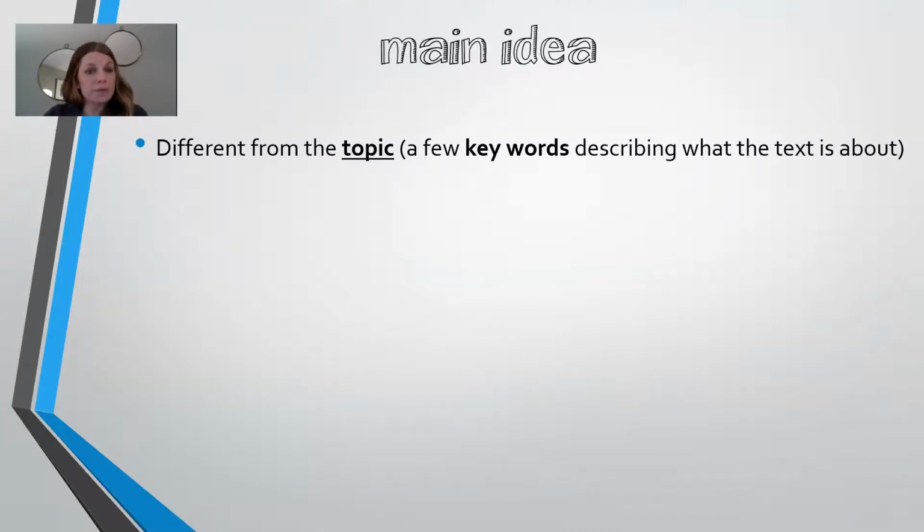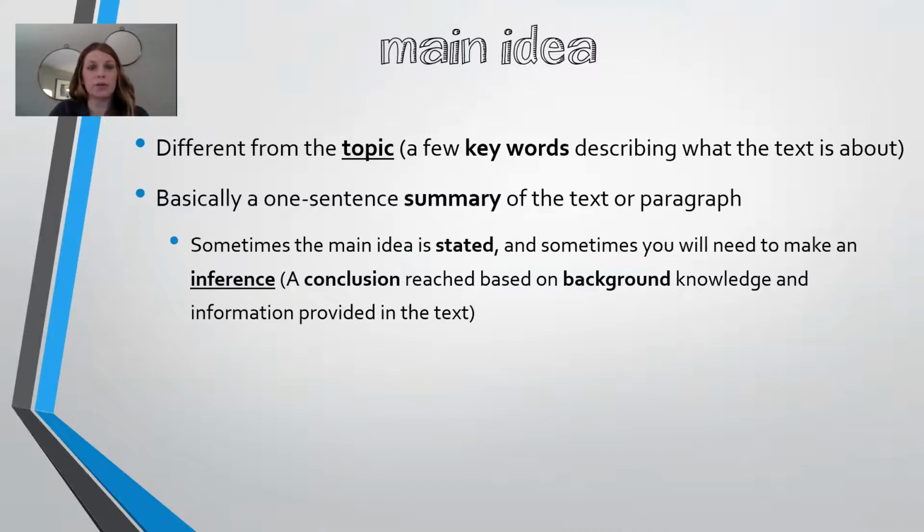So like I said, it's different from a topic. A topic is just like a few keywords describing what a text is about. So like I said, hockey. And the main idea is actually going to be giving you more information. So we say it's like a one-sentence summary of the text or paragraph. And like I said, bold words are the things you should be writing down.